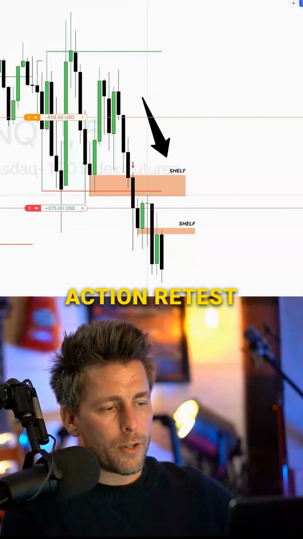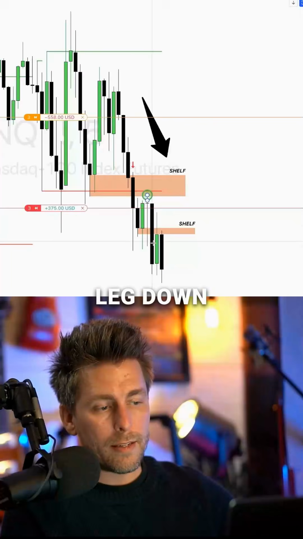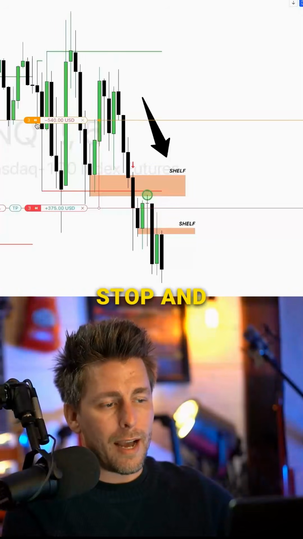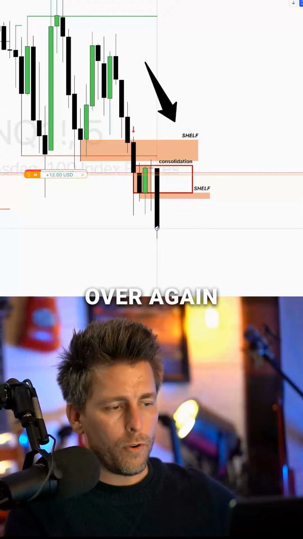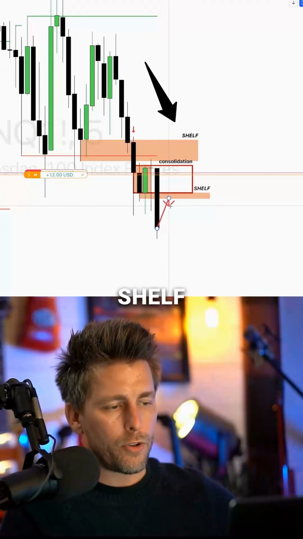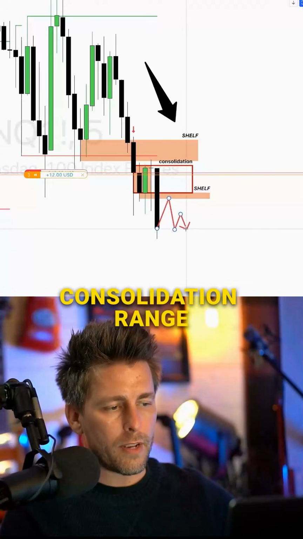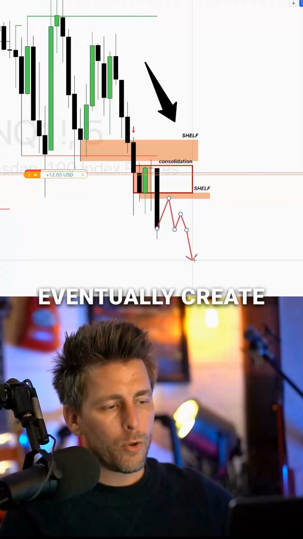Once we see price action retest a shelf, we're looking for the next leg down so that we can take our stop and move it to break even. At this point, we're looking for price to do it all over again. We want her to come back, retest the shelf, move down into the lower part of the consolidation range, and eventually create another leg down.